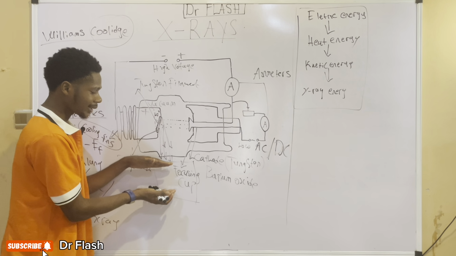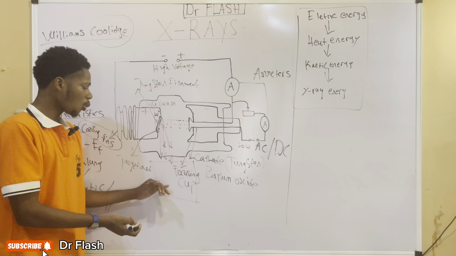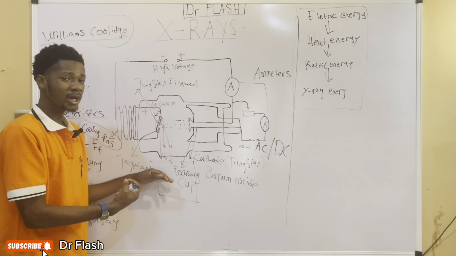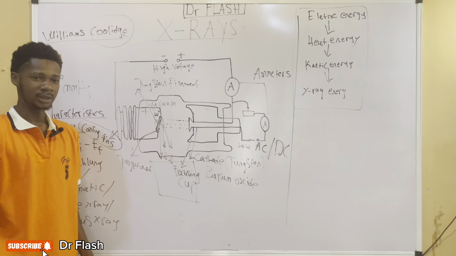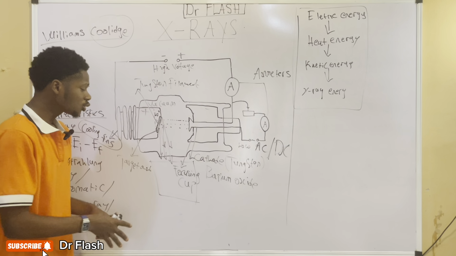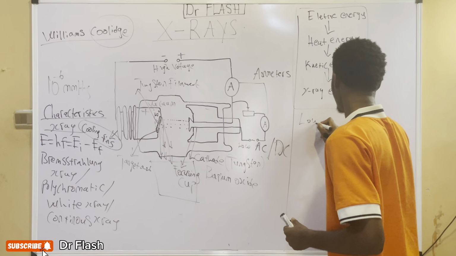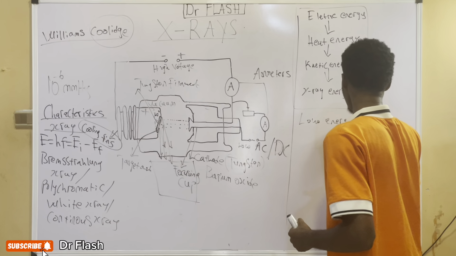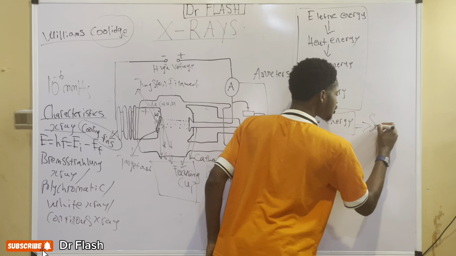So we place an aluminium foil over here so that when the X-ray hits the foil, if it has low energy, it will be stopped by the aluminium foil. But if it has high energy, it can pass through directly, and we make use of it. That is why we have two kinds of X-ray. An X-ray with low energy is what we call the soft X-ray.